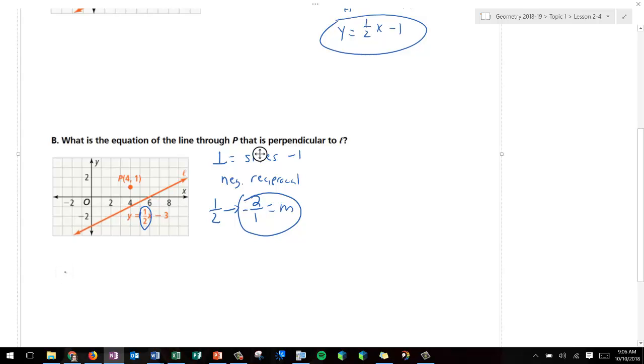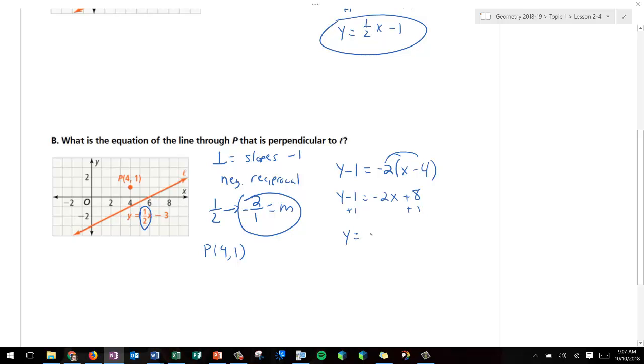They gave us the point of 4, 1, and we just used point-slope form. So I'm going to do y minus y1, which is y minus 1, equals my slope of -2 times the quantity x minus 4. And if you wanted to get into slope-intercept form, it would be y minus 1 equals -2x plus 8, negative times negative, and then I'm going to add 1. And that's going to give me the line y equals -2x plus 9.